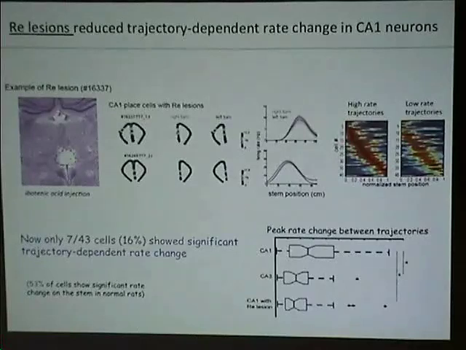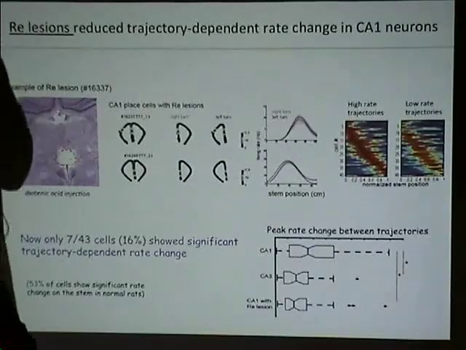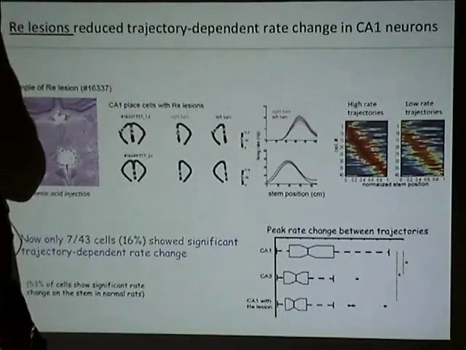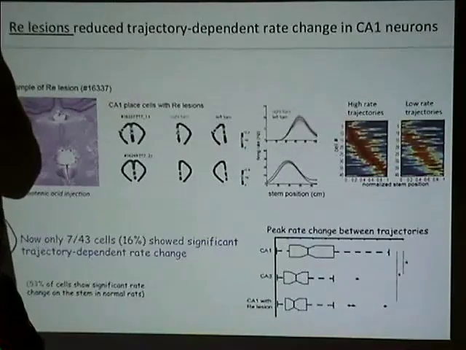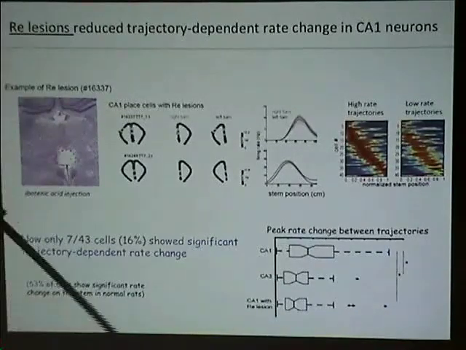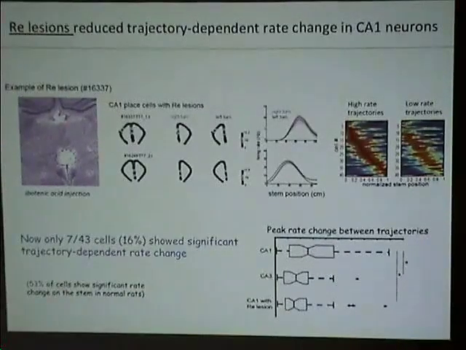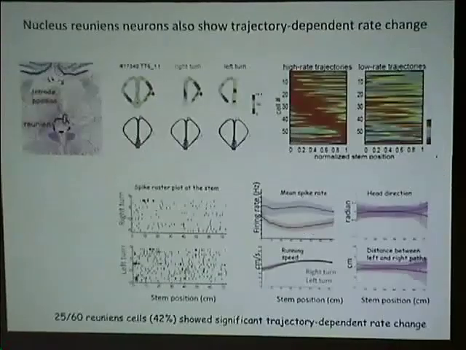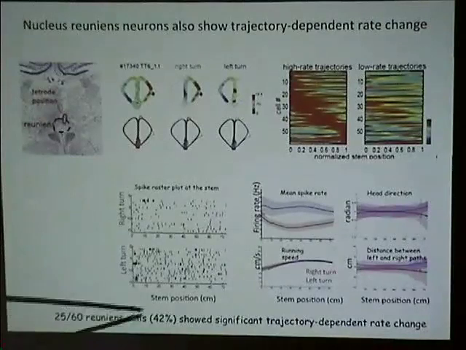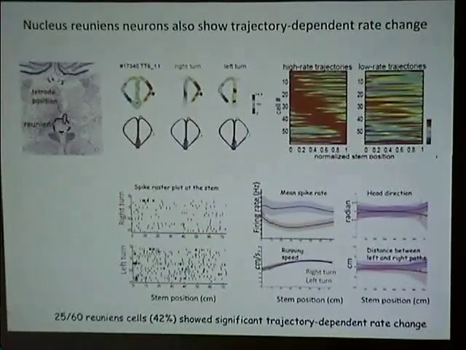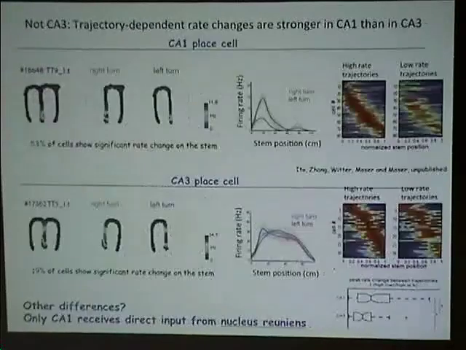The amount of this dissociation between the two direction movements, in reunions, was it more or less than CA1? You said that CA1 had more of the remapping between left and right trajectory than CA3. I'm wondering about reunions. No, it's pretty much the same. I don't have the figure here, but if you compare the percentages, 42% of the cells are significantly different between left and right in reunions, and in CA1 it's about 50%.